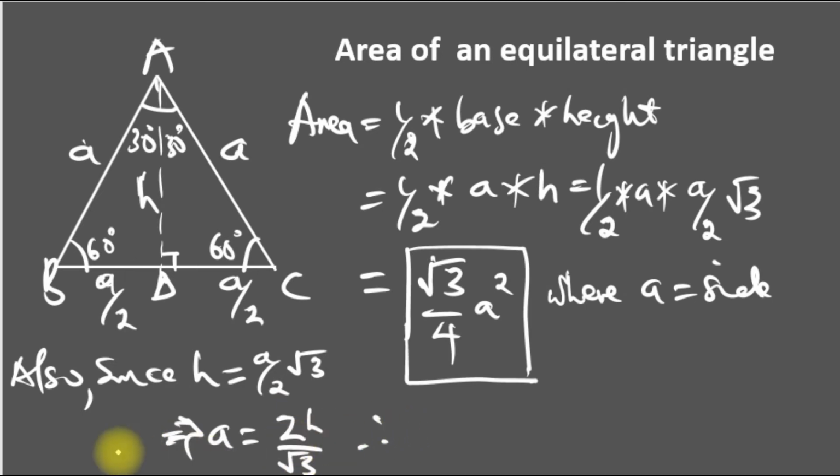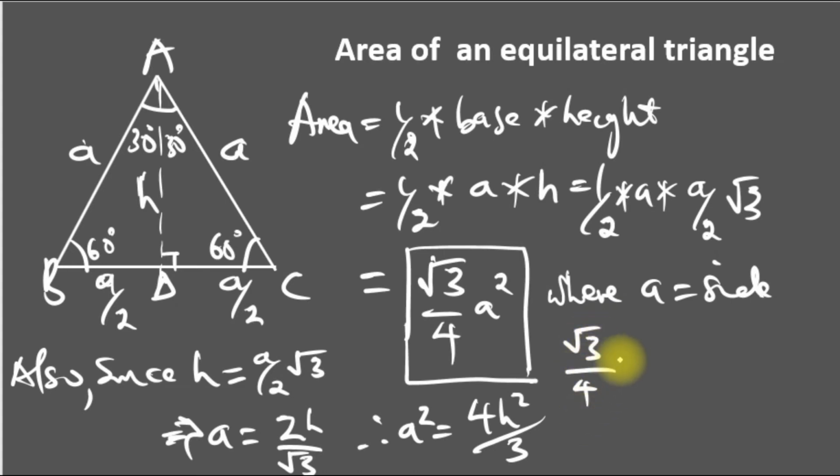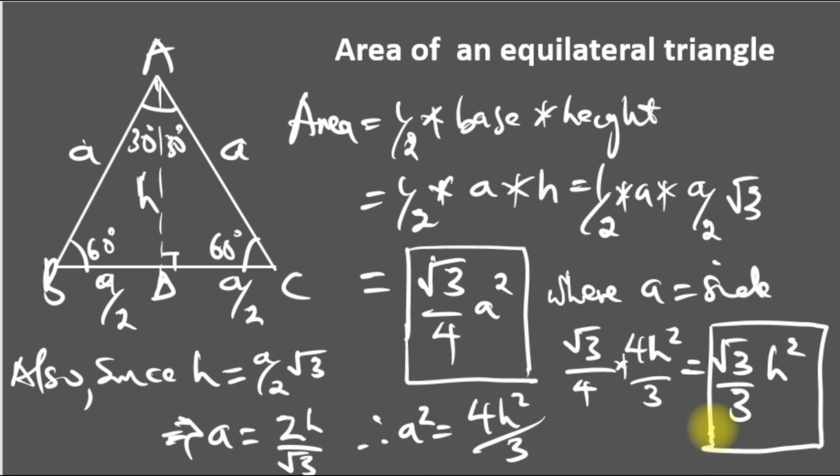Therefore, A squared is now 4H squared over 3. So we can replace A squared with 4H squared over 3. The area of any equilateral triangle we can write as root 3 over 4 times 4H squared over 3. So what we have now is root 3 over 3 H squared. So this is another important formula. We can find the area of an equilateral triangle in terms of the sides or in terms of the height. The two formulas are very important.